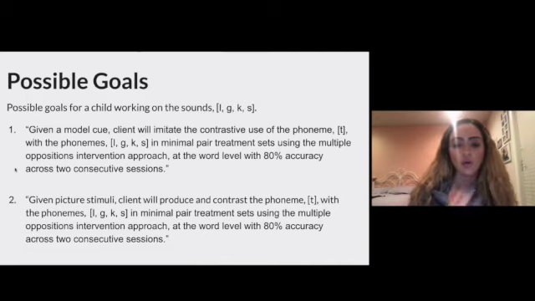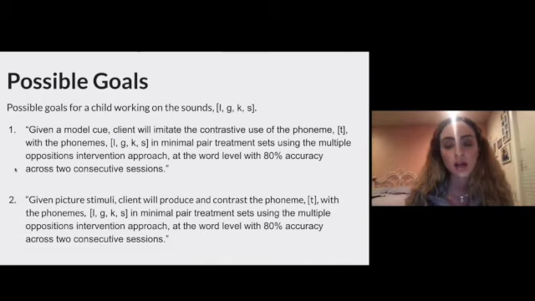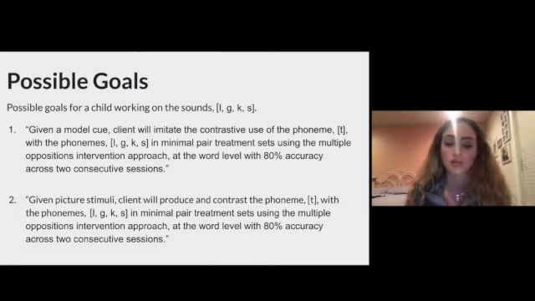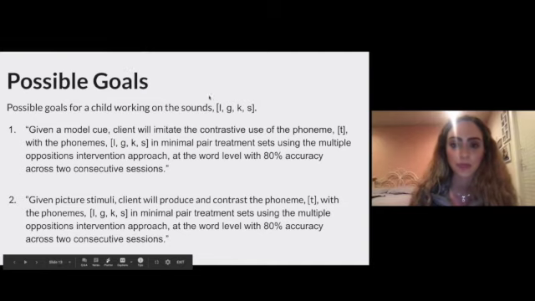As a second goal, we have: given picture stimuli, client will produce and contrast the phoneme t with the phonemes l, ga, ka, and s in minimal pair treatment sets using the multiple oppositions intervention approach at the word level with 80% accuracy across 2 consecutive sessions.